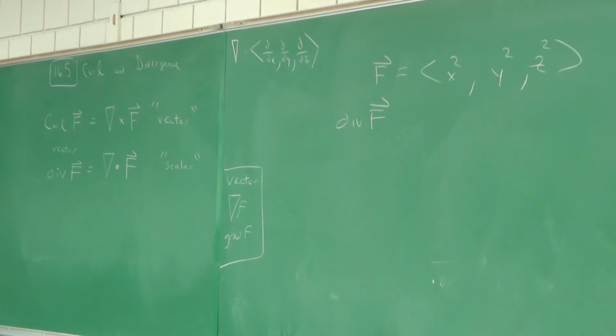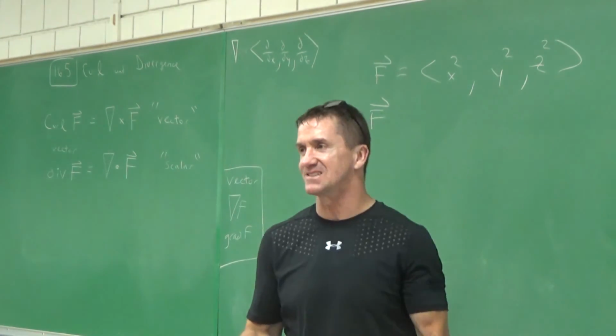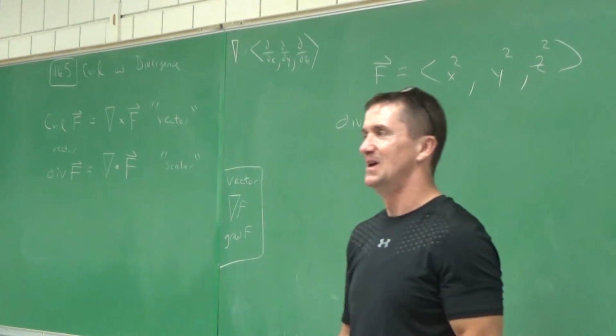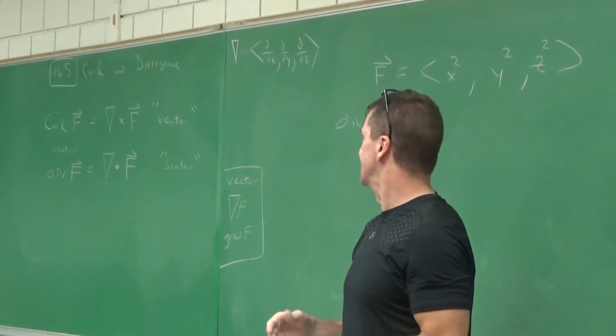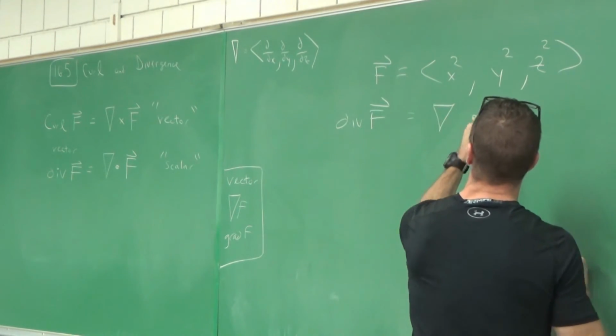I do want to point out, you will find doing divergence a lot easier than doing curl. Aren't dot products easier? Dot products are way easier. Del dot.